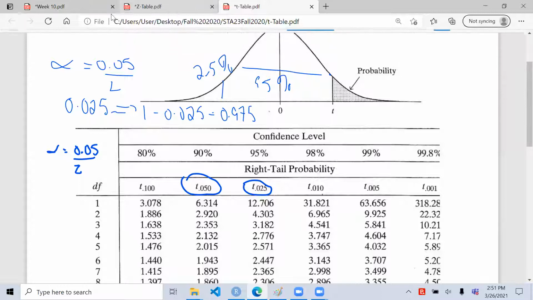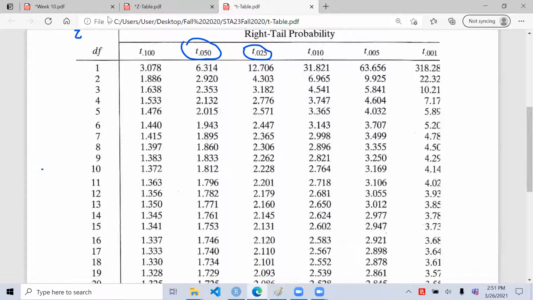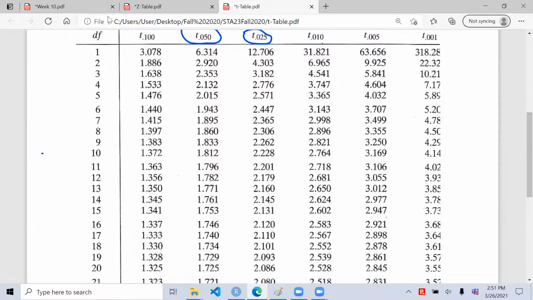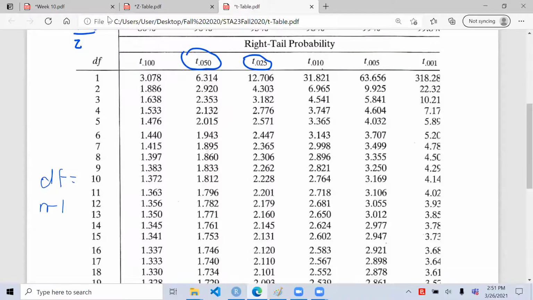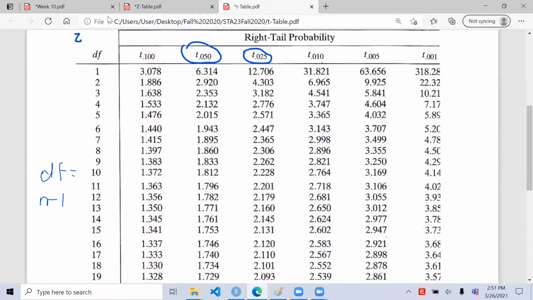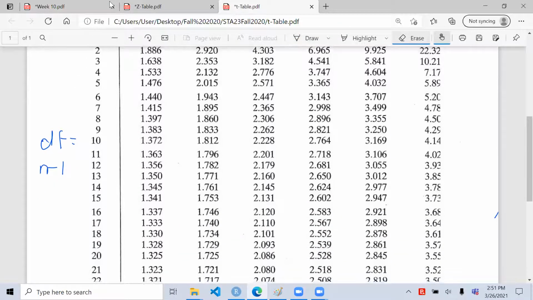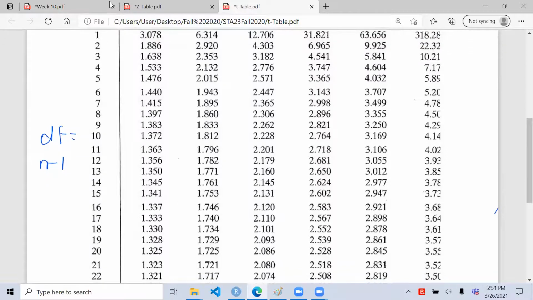So how do you use this table? You need to be given a sample size. The degrees of freedom is related to sample size, right? It's n minus 1. So I need to give you a sample size in the question, and if I give you a 95% confidence interval, you use t at 0.025 and scan to find the appropriate degrees of freedom, which is a function of n, depending on the sample size.